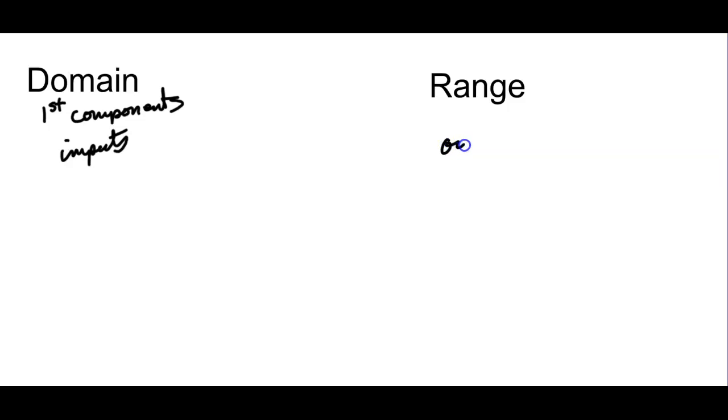And the range is the outputs. Okay, the domain is the set of the inputs, and the range is the set of the outputs. Okay, what else do we have?